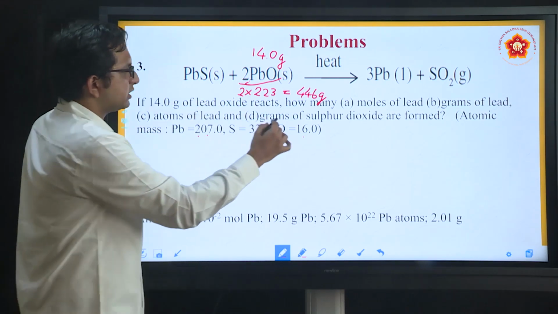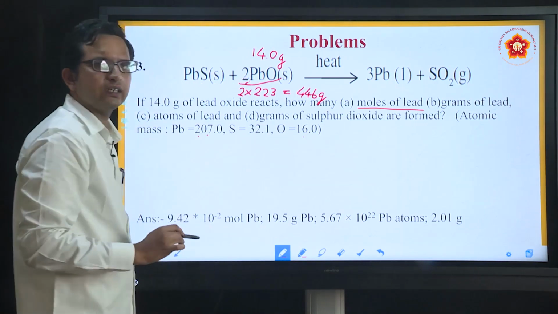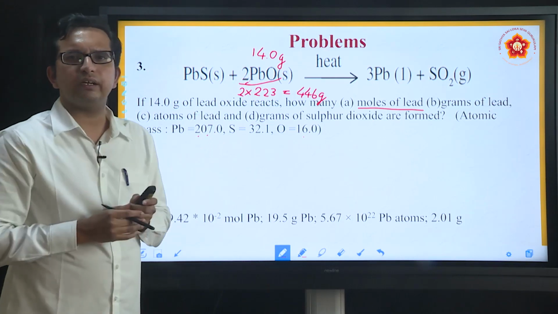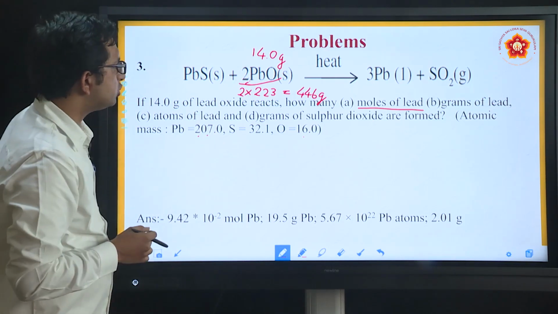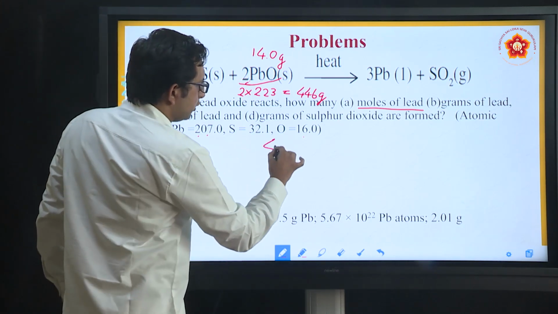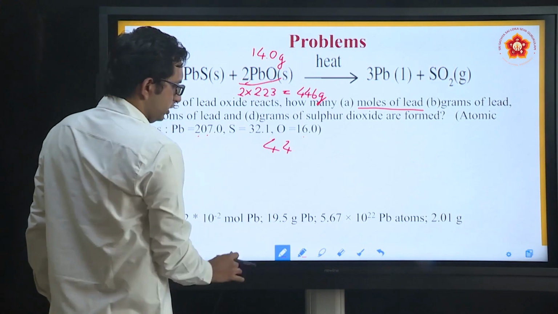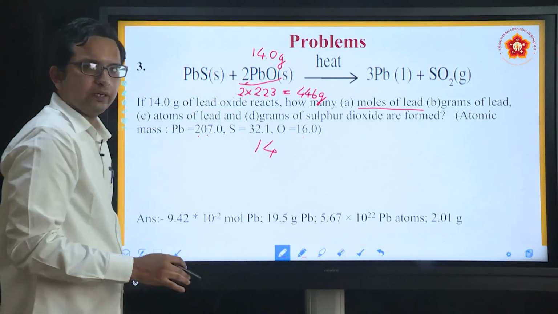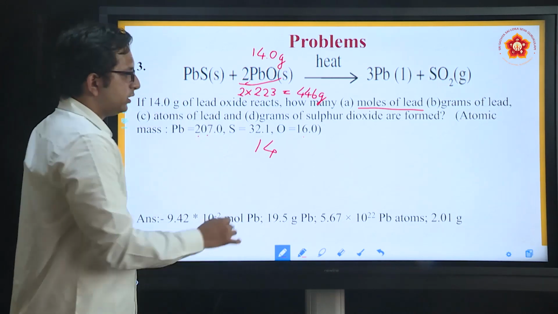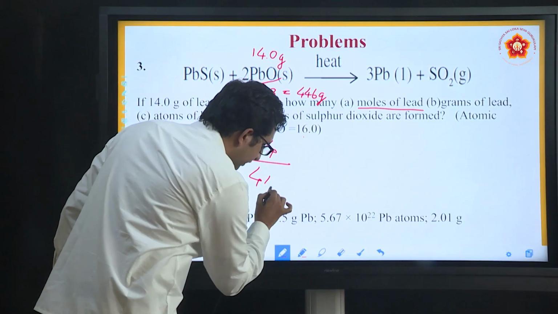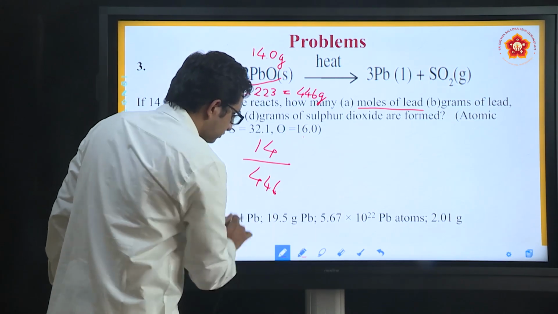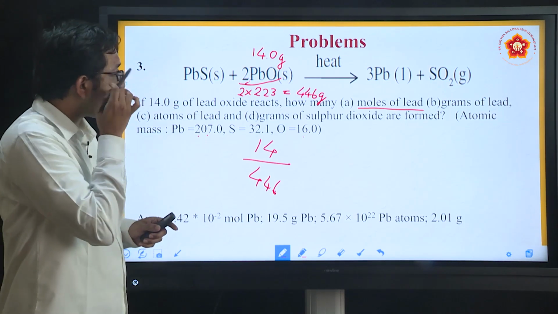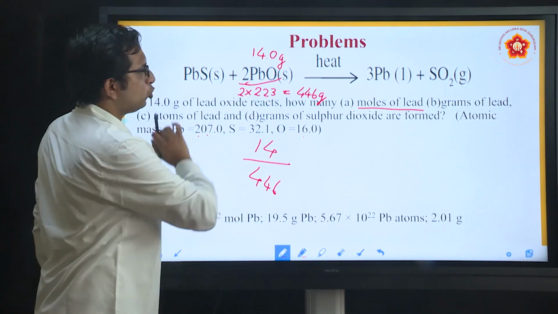Now what they have asked in the first case is the total number of moles of lead that is being formed. In that case, we have to understand how many moles of PbO have reacted. What is the total moles of PbO which has reacted? We have the overall mass of 14 gram that has reacted. But what was the original mass that was taken? It was 446. The overall mass taken was 446, which is nothing but equivalent to 2 PbO.